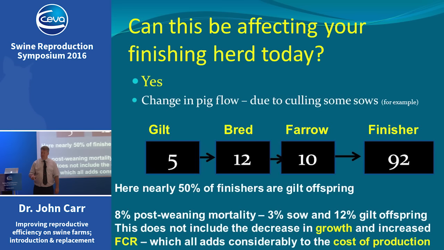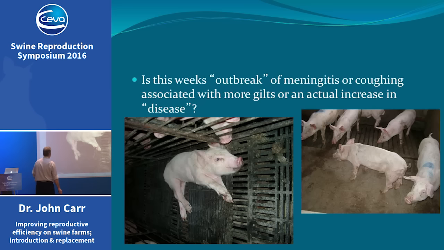You throw more gilts into the system, and your post-weaning mortality will go up. That's not an excuse to sell medicines. Understand it. If you get a mycoplasma break on the farm, one of the first things I do is look at how many gilts I had in the system. If I have a spike in my gilt pool, the chances are that's the reason I've got a mycoplasma break, not because of some new pathogen coming to my farm. So this week's outbreak of meningitis may have nothing to do with anything apart from the fact you've got more gilts. And as Nicholas pointed out, put more gilts in the system, you get more scour, more meningitis, more greasy pig, more PCV2, more of everything.